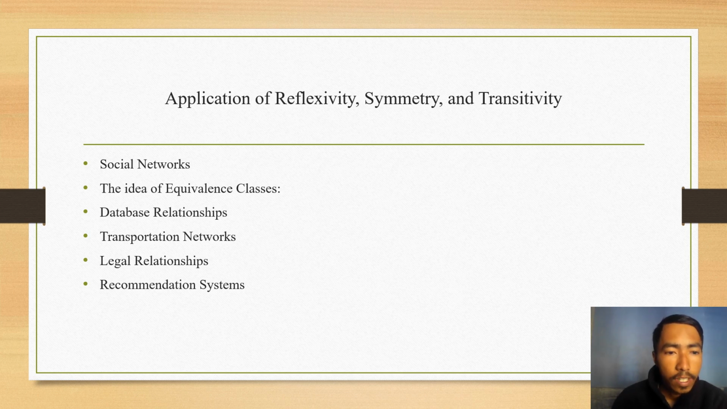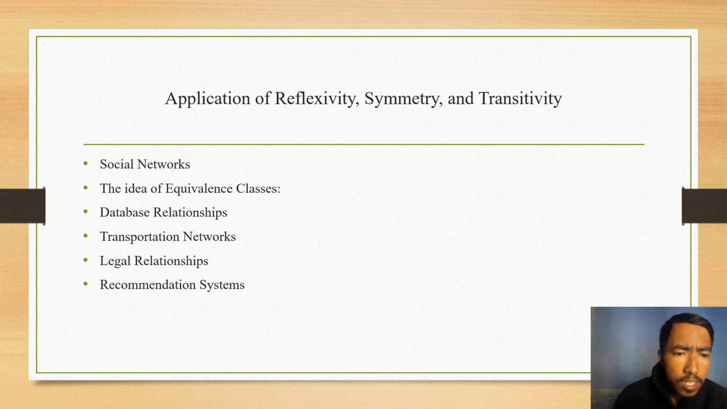Another is transportation networks. Reflexive in a transportation system means any location is reachable from itself. Symmetric considers the route to be bidirectional: if there is a route from A to B, then there is also a route from B to A. Transitive is useful for finding indirect routes: if A is connected to B and B is connected to C, then A is also connected to C.